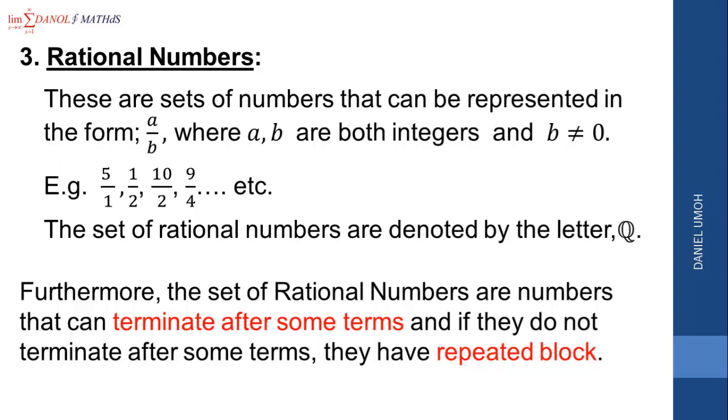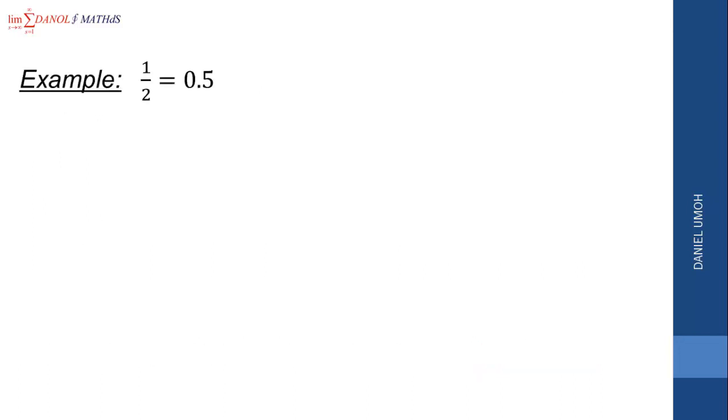Let's give you an instance. For example, 1 over 2. 1 divided by 2 is equal to what? 0.5. You see, it terminates. Another example, 1 over 4. 1 over 4 is equal to what? 0.25. Simple, it terminates.